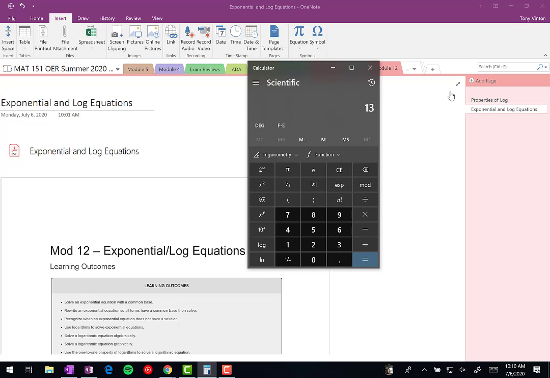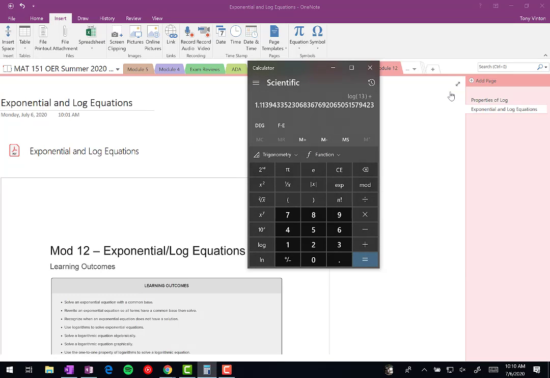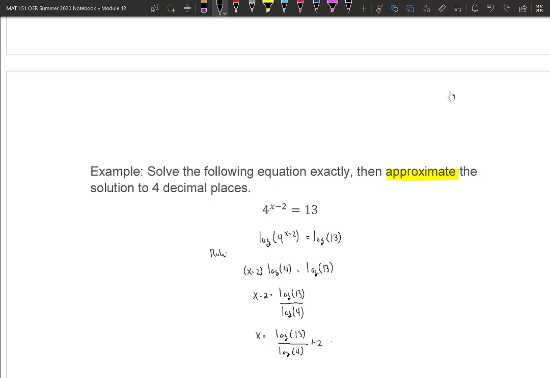So 13 log divided by, was it 4 log? Yeah, 4 log. Do parentheses 4 log, close parentheses equals. And then I'm going to add 2 to that, so plus 2. So I get 3.85. Now they said 4 decimals, so 3.8502. So that would be my answer.